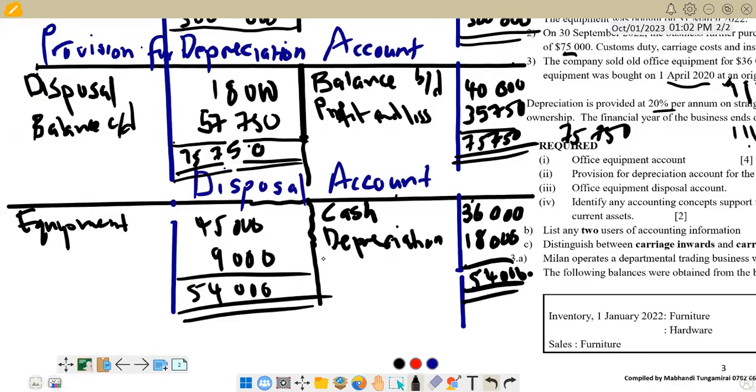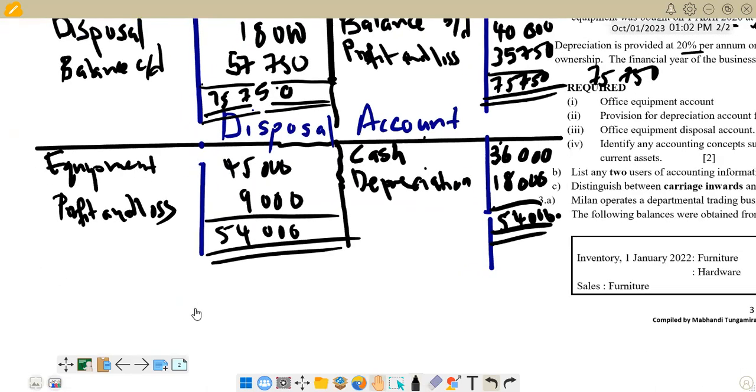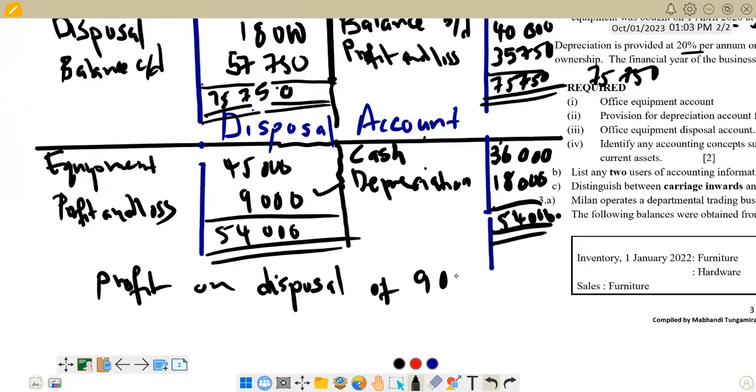So this one goes to the profit or loss account. But we need to determine whether it's a profit or loss on disposal. When the smaller figure is on the debit side, like in this scenario, it means we debit the disposal and we are going to credit the profit and loss. And whenever we credit the profit and loss, it's a profit. So here we are having a profit on disposal of 9,000.